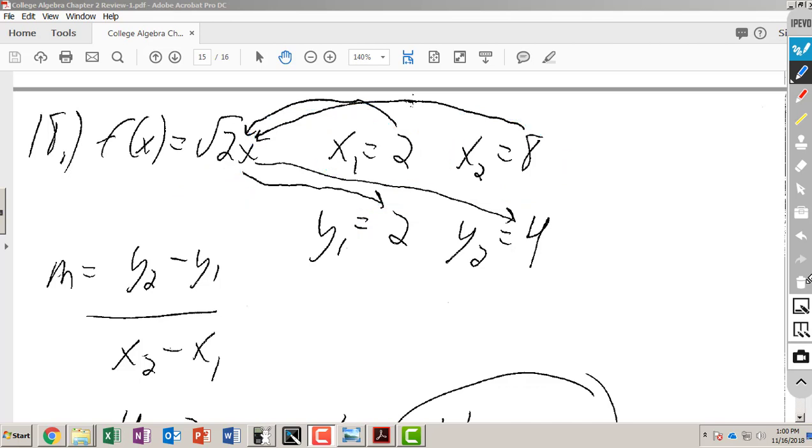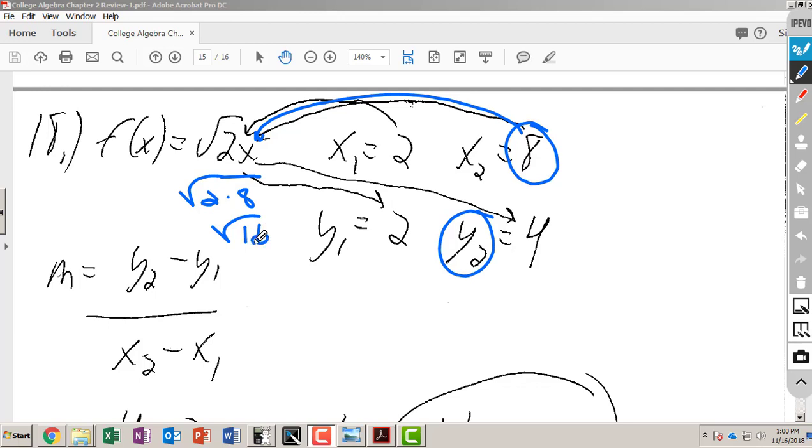Likewise, to find y sub 2, it's not given to me, so I have to take my x sub 2, which is 8, and substitute it in. That's going to give me the square root of 2 times 8. And the square root of 2 times 8 is the square root of 16, and the square root of 16 gives me that 4. And so there's my y sub 2, which equals 4.